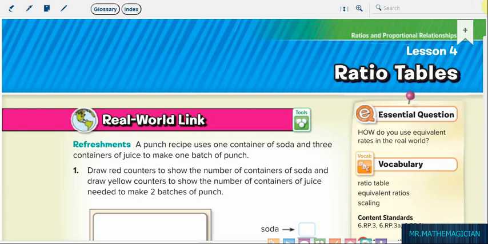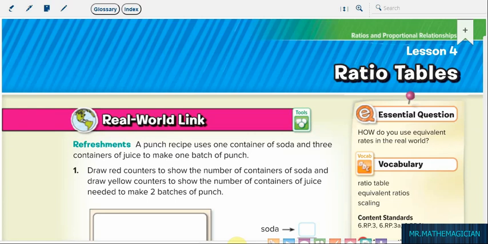This is Mr. Mahmoud explaining course 1, chapter 1, lesson 4, ratio tables. I recommend that you open your books on page 39 and let's read this real world link together. A punch recipe uses 1 container of soda and 3 containers of juice to make 1 batch of punch. So what if we need to make 2 batches or 3 batches?